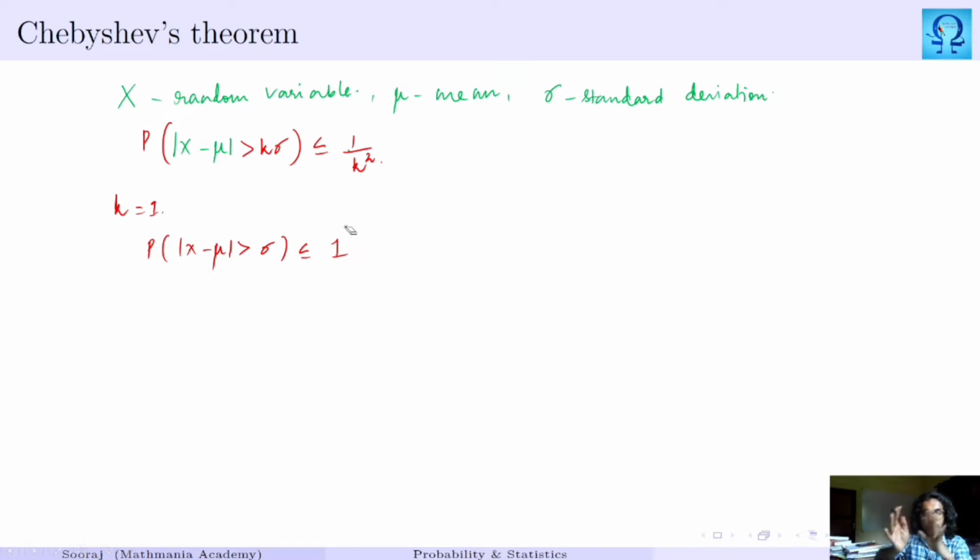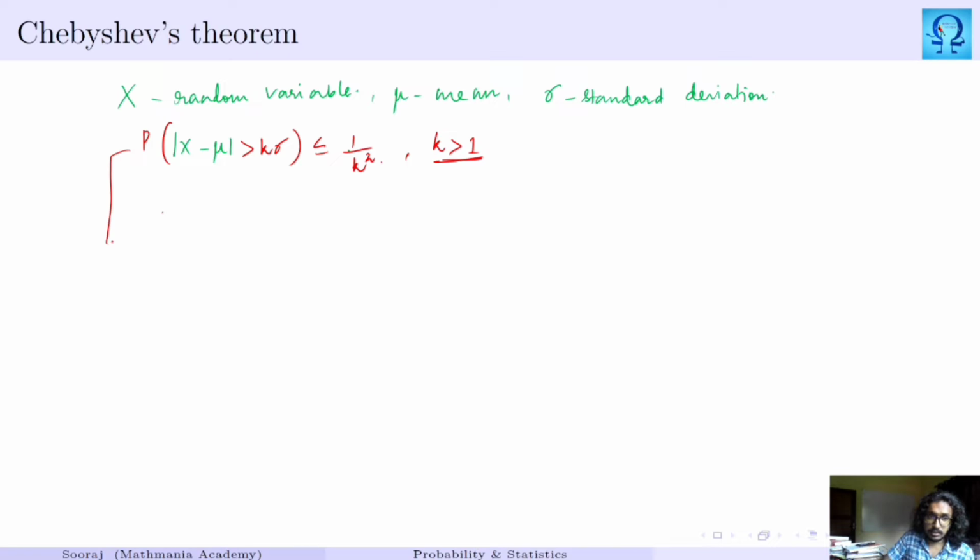We know it is going to happen, right? The total probability is always 1. But if you choose k more than 1, say 2 sigma, it is 1 upon 4. So here the general statement is with k sigma, with k positive, but it is better to take k bigger than 1.